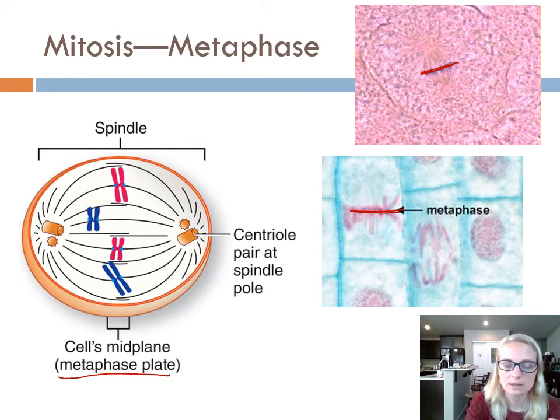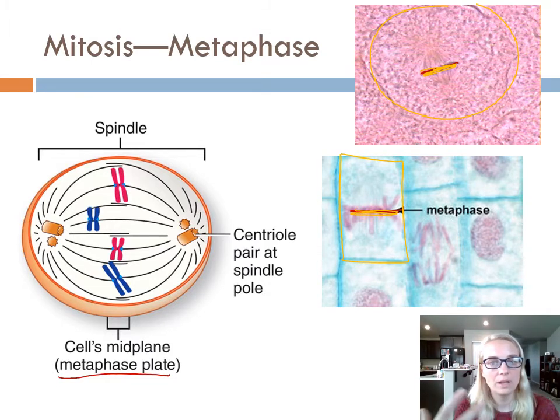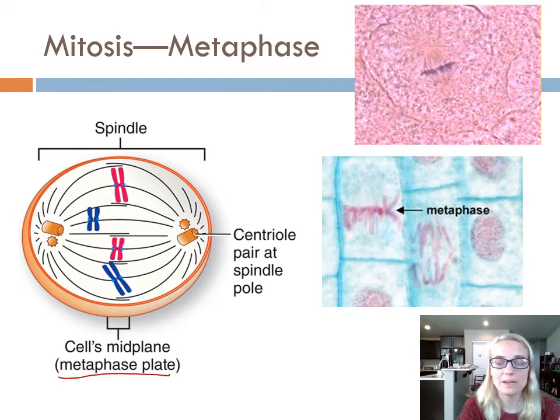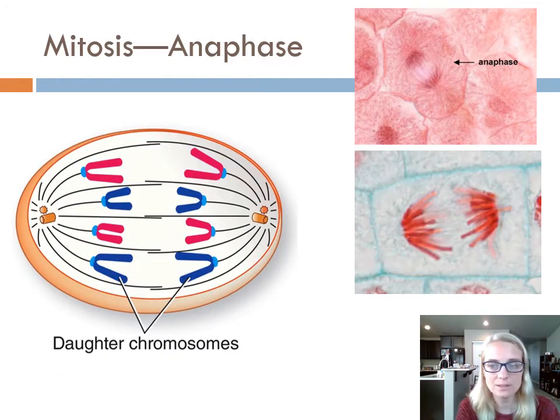So here, I'll get a yellow. So here's an animal cell, and here's the chromosomes lined up in the middle. Here's a plant cell, and here's the chromosomes lined up in the middle. Middle, M, metaphase, it works out. So that's metaphase. It happens very quickly. It does not take a lot of time for metaphase. They just line up and then they move directly into the very next stage, which is anaphase.